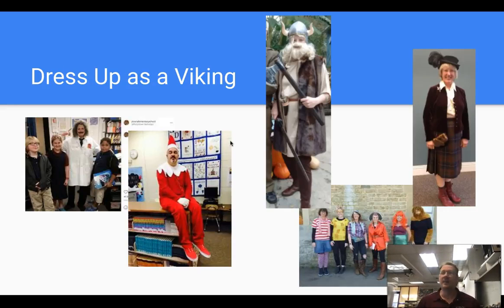The next one, dress up as a Viking. Now, it doesn't specifically have to be a Viking, but can you imagine, let's say you're starting mythology, and you're dressing up as your favorite mythological hero, or you're doing Einstein, and you dress up as Einstein. Your students will never forget that. They're going to tell that story years from now. Oh my gosh, my teacher would show up as insert whatever character here.